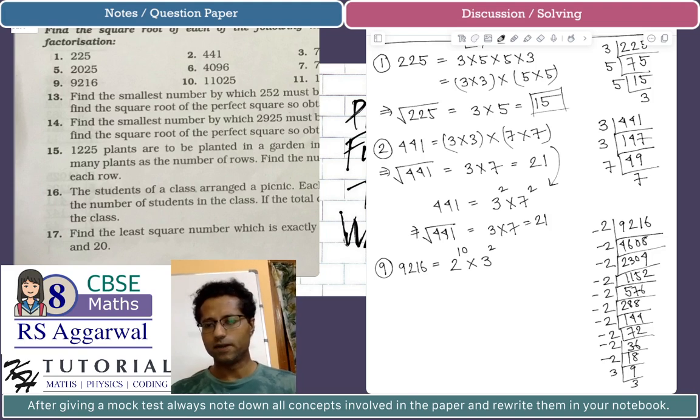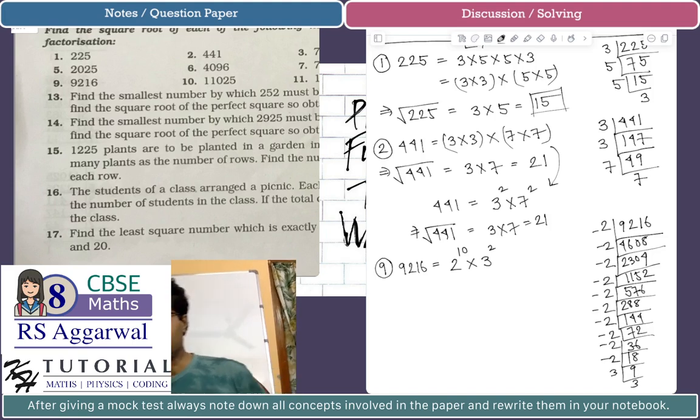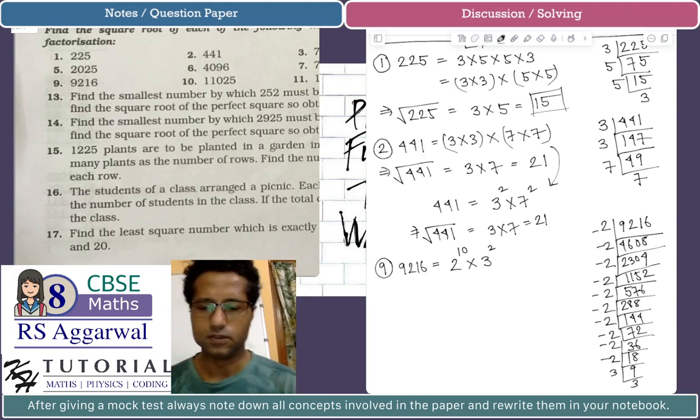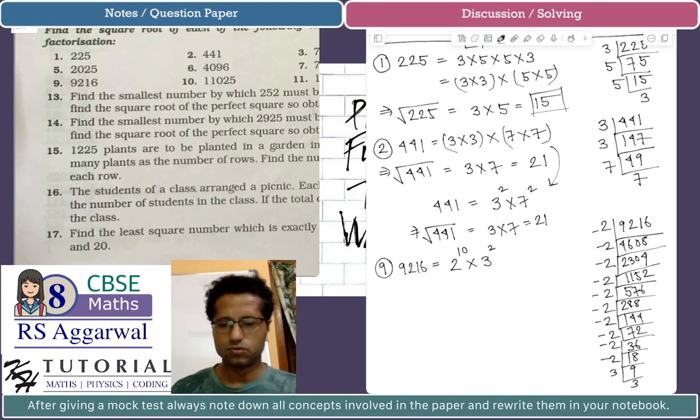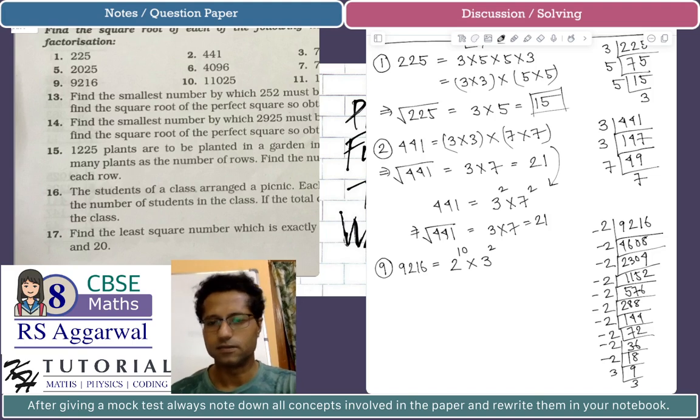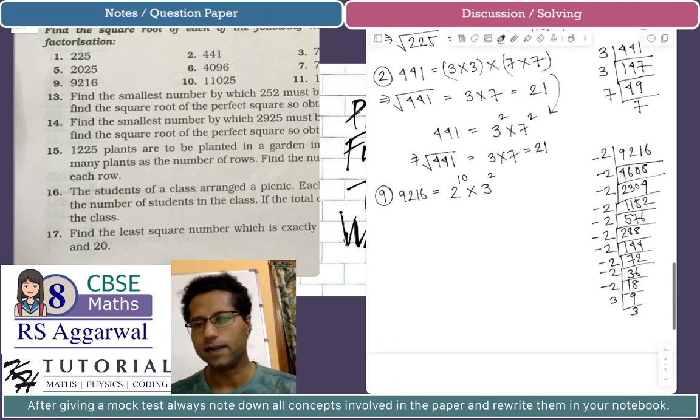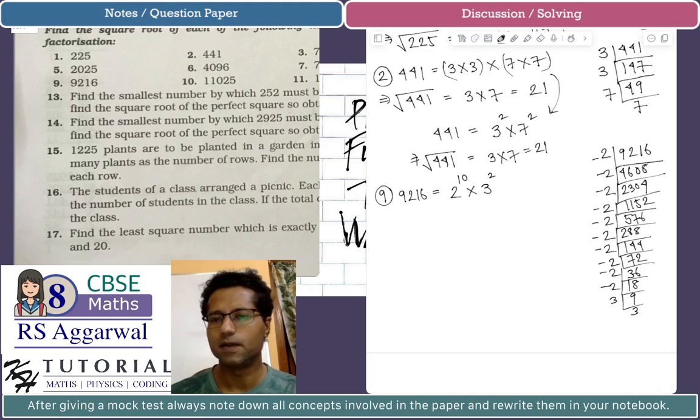Now, instead of dividing by 2, you could have also divided by 4 or 16. You could have also done that. But for the sake of simplicity, I have divided by 2. So I've tried with 2, 3. I will try for prime factorization. I always try to divide with the prime numbers from the smallest to larger number. So 2, 3, 5, 7, 11 like this. Okay. So we see that 9216 is equal to 2 to the power 10 multiplied by 3 square.